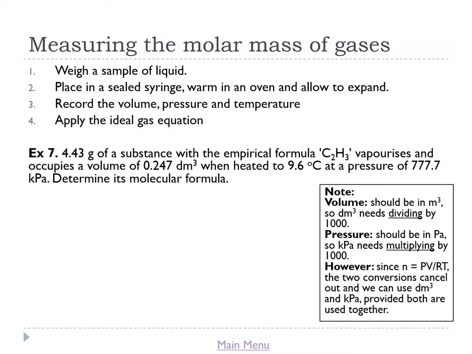Measuring the molar mass of a gas or of a volatile liquid. What we're going to do here is four steps. First step is to weigh a sample of a liquid, whether that's a volatile liquid at room temperature or a gas that has been cooled down until it liquefies. Then we're going to place it inside a sealed syringe and warm it in an oven until the gas evaporates and expands to whatever size it needs to expand to. What we can do then is record the volume.